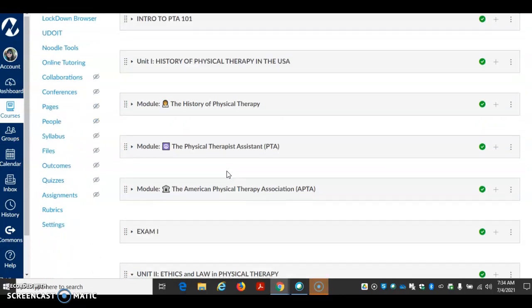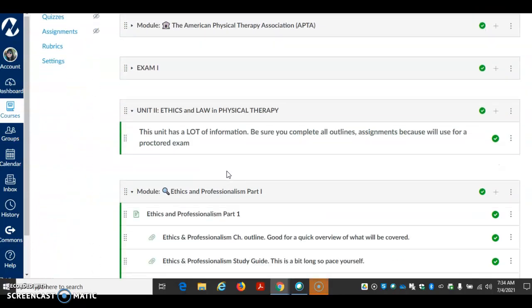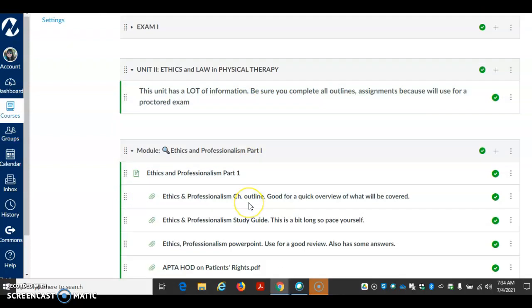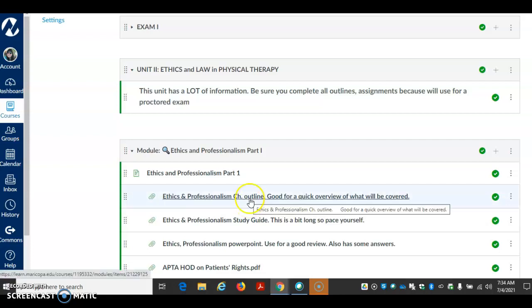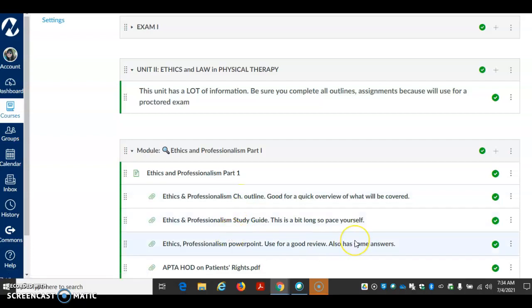Hey everybody, I want to jump on here and give you some tips and tricks on how to prep for exam 2. Exam 2 covers ethics and professionalism and the law and regulations, and it's a two-part exam. So we have part A and part B. Part A covers your study guides and you're allowed to use them on the exam.